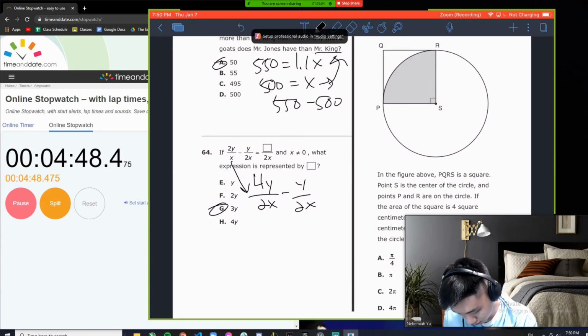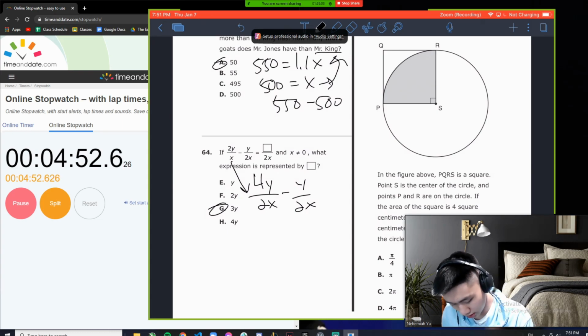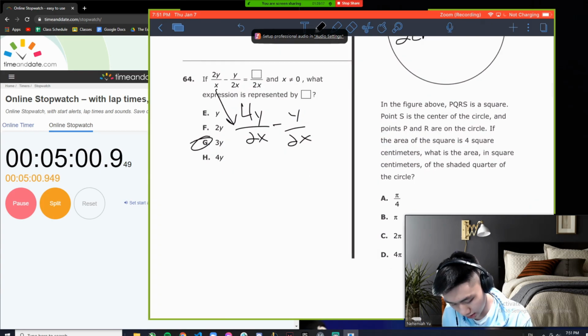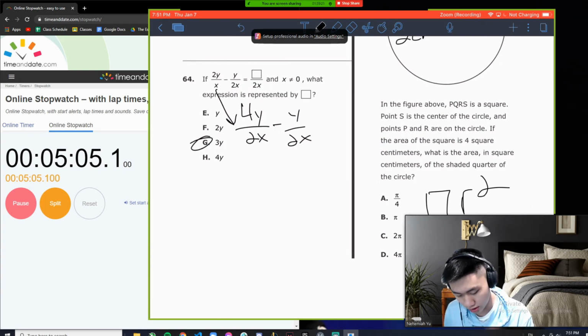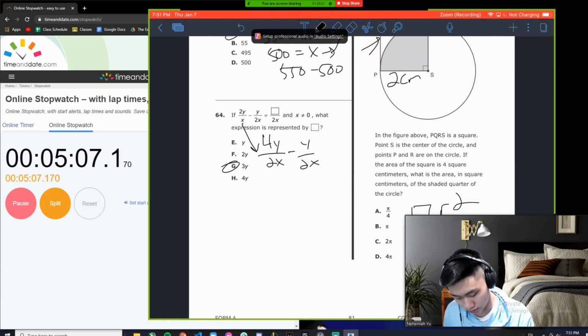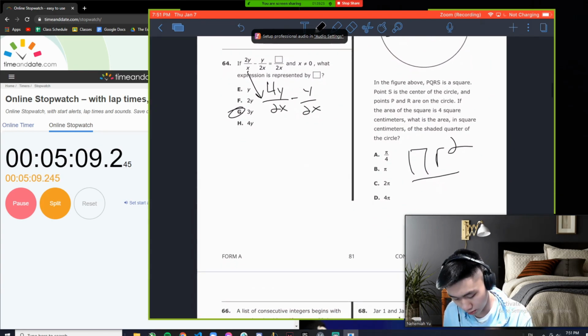The area of the square is 4 square centimeters, then this is 2 cm, so the radius is 2 cm, and that's pi r squared for the circle. That's a quarter circle, so you divide that by 4, right? So just pi.